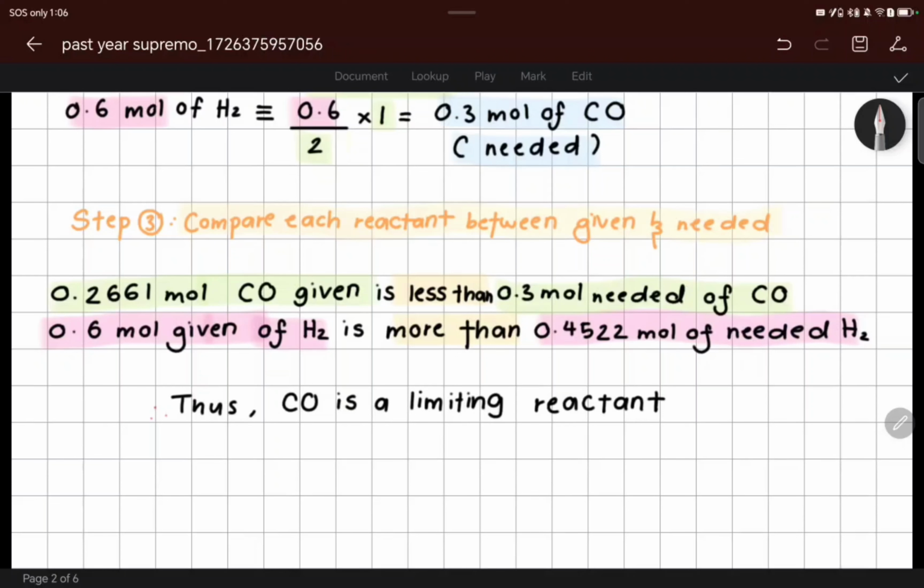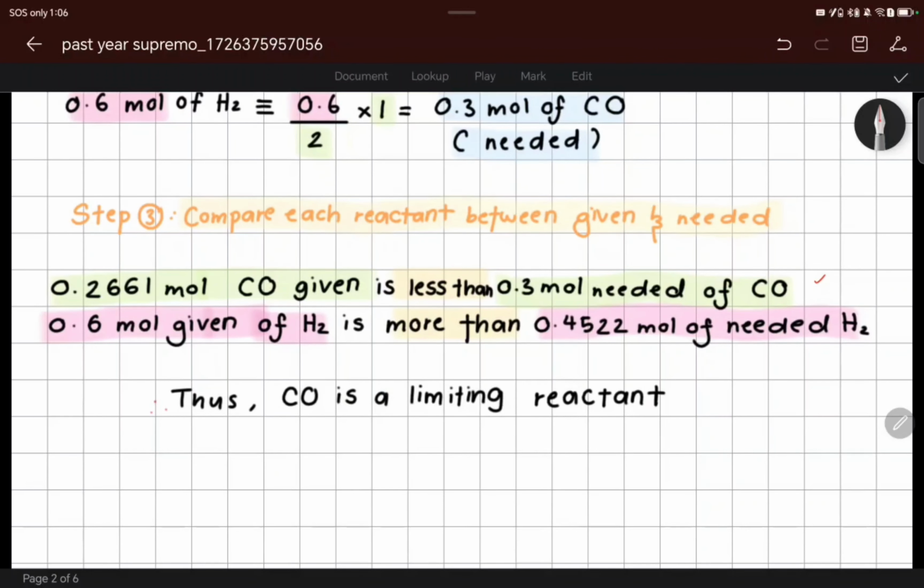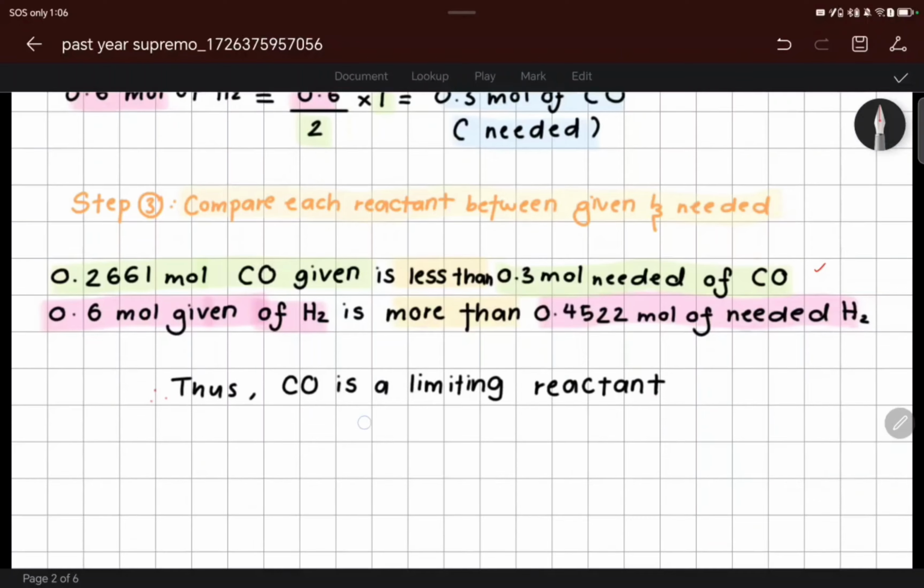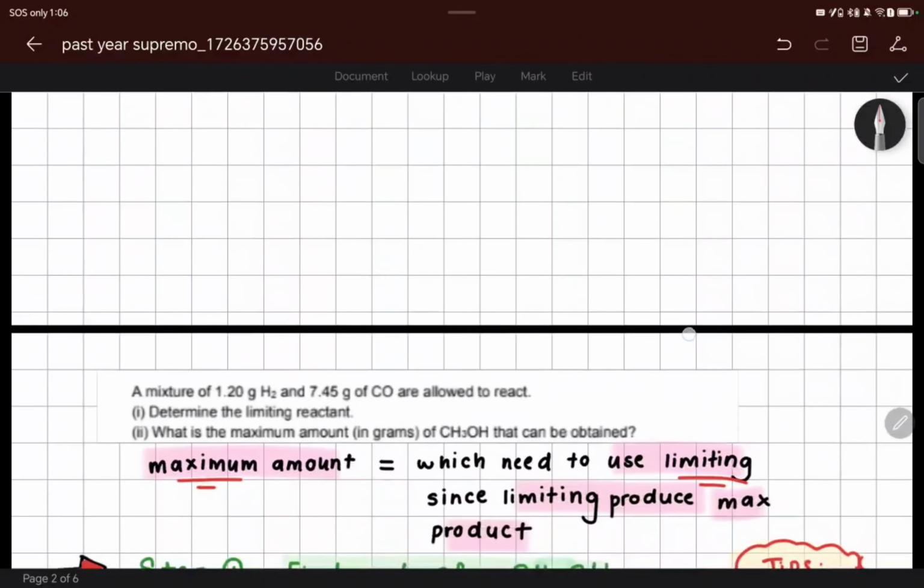So in limiting reactant, how to identify is by the given being less than the mole needed. So which one is the limiting reactant? Of course lah, CO would be the limiting reactant. Thus, we can conclude that CO is the limiting reactant in this question.